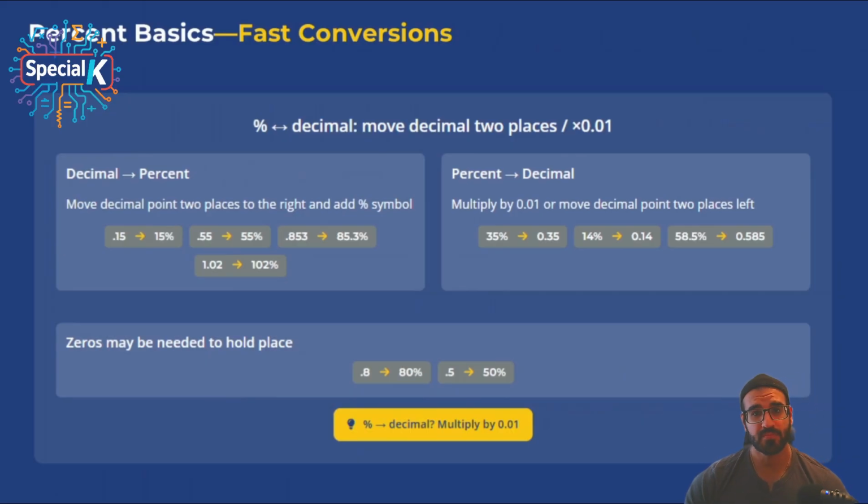Let's see, look, another question. So you have 0.55. 0.55 times 100 is going to be 55%. 0.853 times 100 is going to be 85.3. And after that, for instance, if you do have a number bigger than 1, 1.02, just multiply by 100 and you'll have 102 percent.